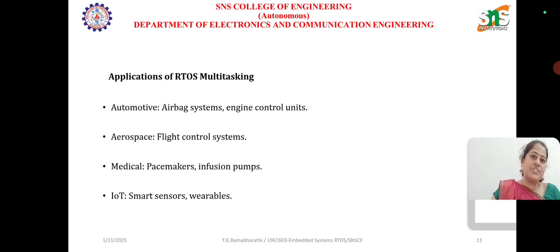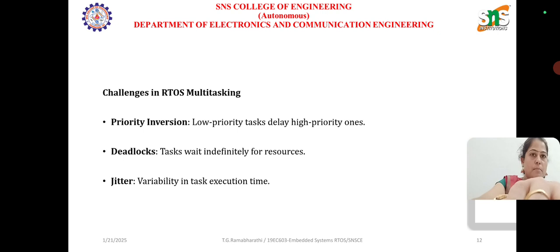Then next, applications. We have several applications of RTOS multitasking: automotive, aerospace, medical, and IoT. Most real-time applications are examples of RTOS multitasking. In automotive, airbag systems and engine control units. In aerospace, flight control systems. In medical, pacemakers and infusion pumps are the examples. And in IoT, smart sensors and wearable devices are examples of RTOS multitasking.